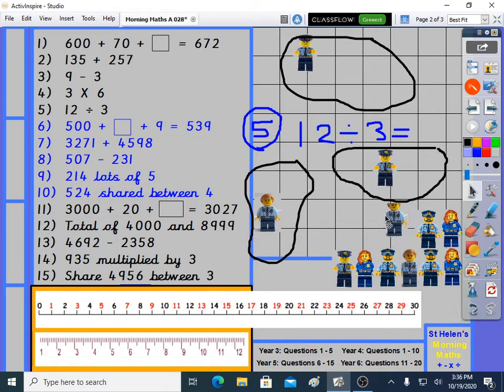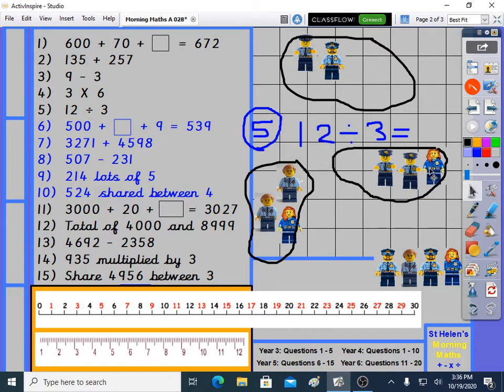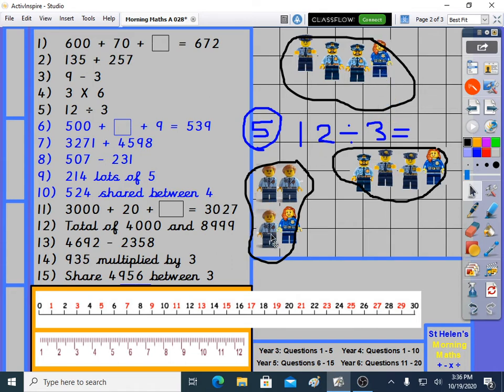Each group's got 1. Now each group's got 2. Now each group's got 3. Now each group's got 4. So the answer is 4. 12 divided by 3 equals 4.